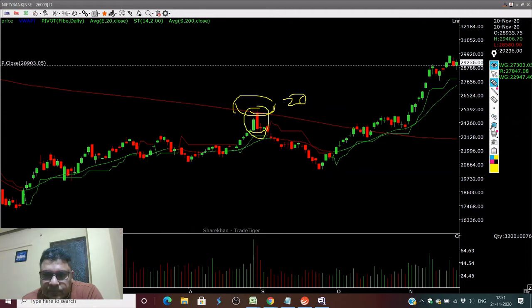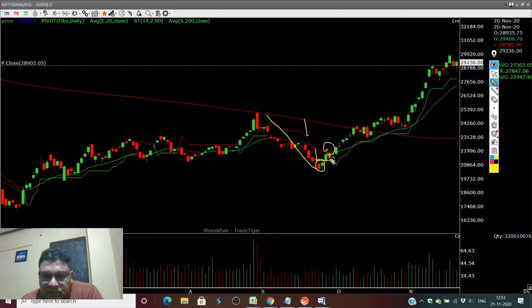engulfing pattern, and then it came back. It was far away from 200, it was away from 20. Here you got a signal, which is a green candle. Here it was your entry above this green candle. Now the first resistance was this.